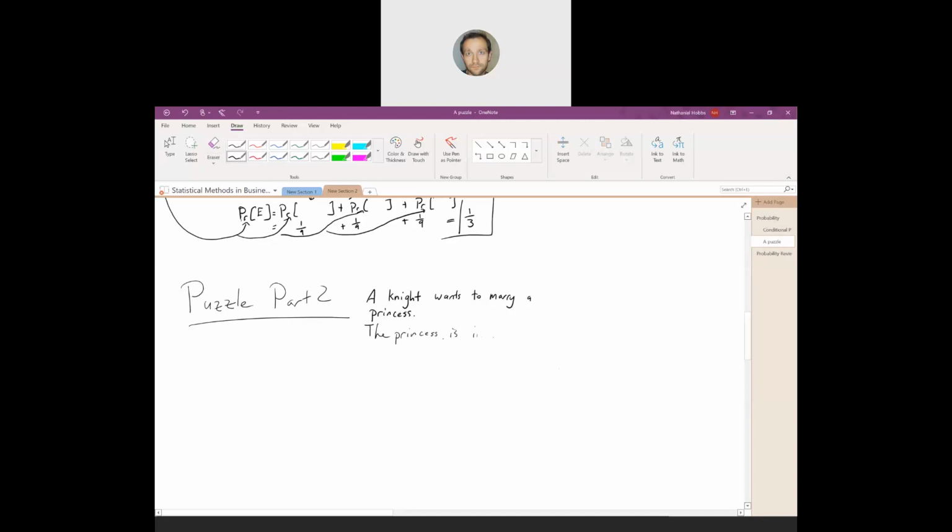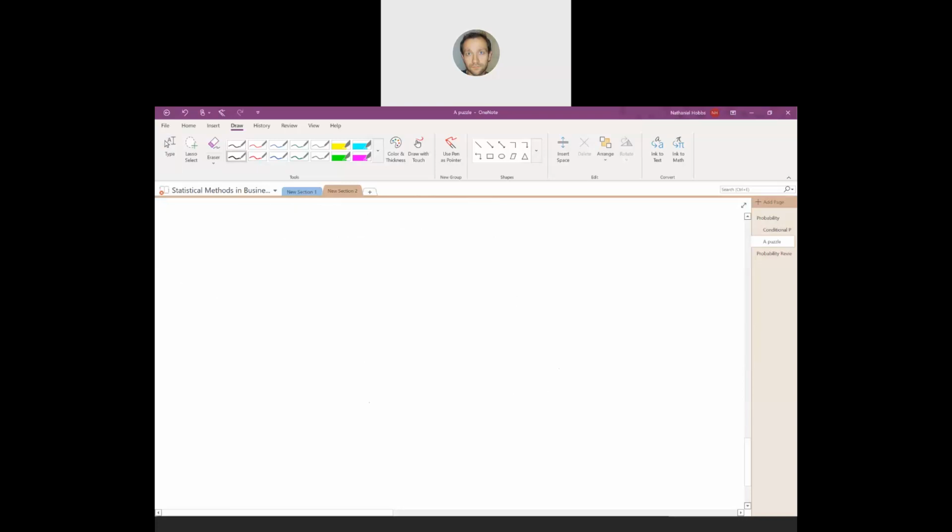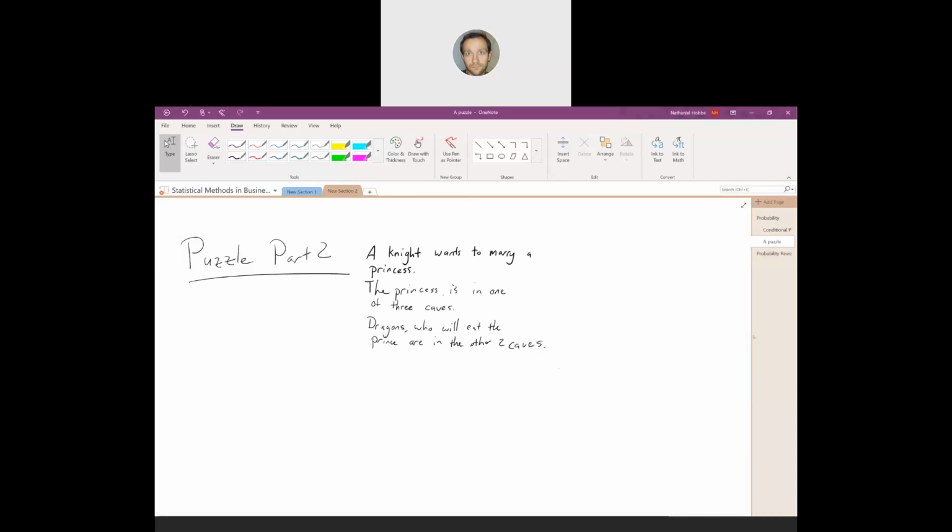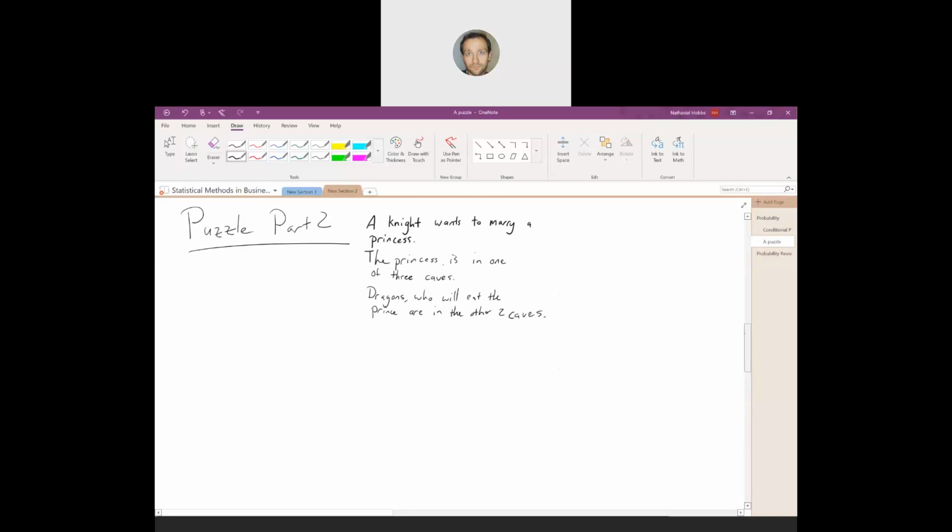The princess is in one of 3 caves. Dragons who will eat the prince are in the other 2 caves. The prince chooses a cave.